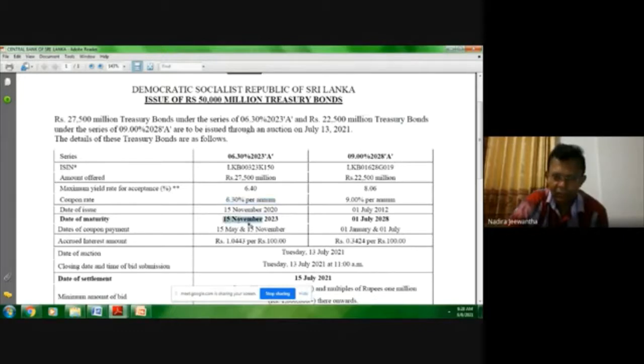15 November you are getting 1. 15 May you are getting 1. On the face value at 6.3%, that is annual, so half of it you are getting every 6 months. So what do you mean by yield to maturity? Is that the coupon rate? No, that is not the coupon rate. Yield to maturity means the market interest rate.